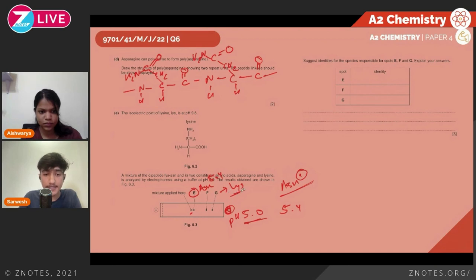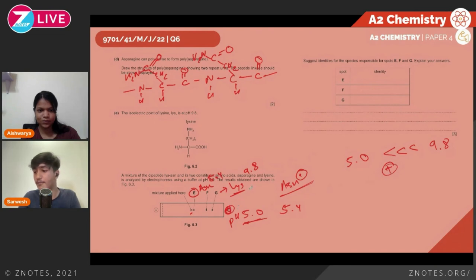And now lysine. Lysine has an isoelectric point of 9.8. The condition over here is 5.0. A pH of 5.0 is way smaller than a pH of 9.8. So lysine is quite a bit more acidic than asparagine in this case. So lysine has a more positive charge. It travels more towards the negative.